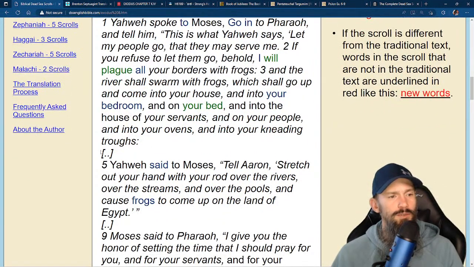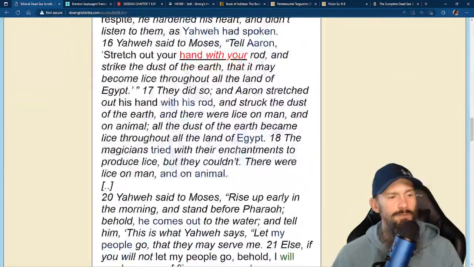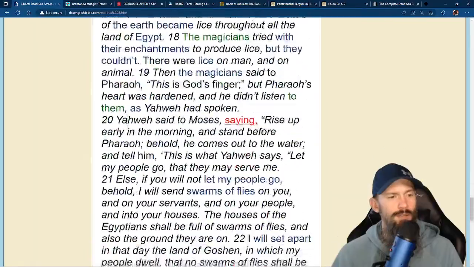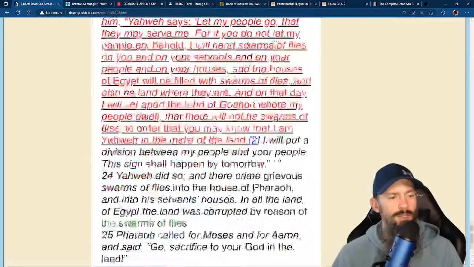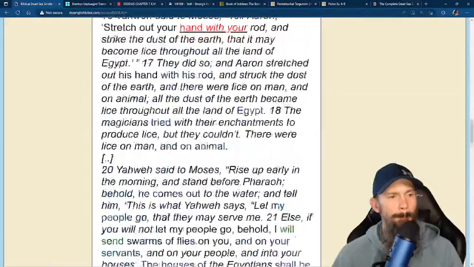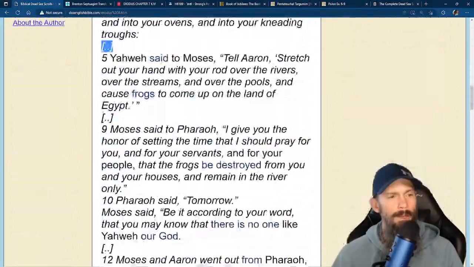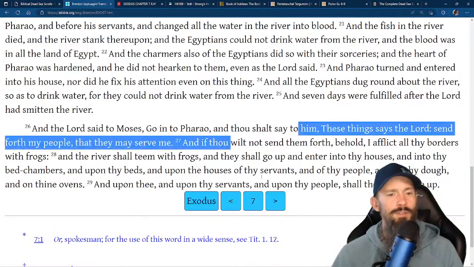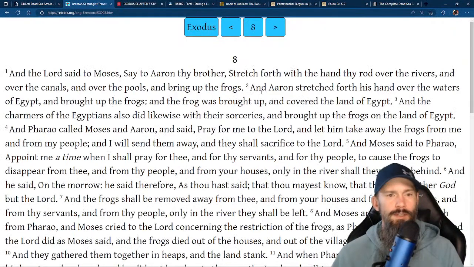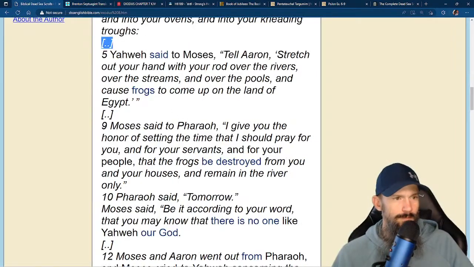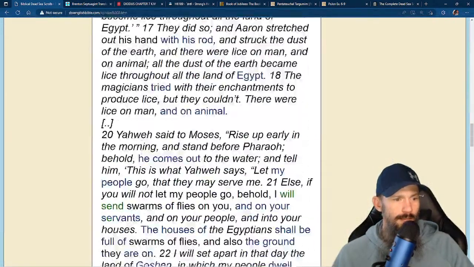Let's see, 1. And we got 3, 2's missing. So let's go to 2. And Aaron stretched forth his hand over the waters of Egypt and brought up the frogs, and the frog was brought up and covered the land of Egypt. And 3.